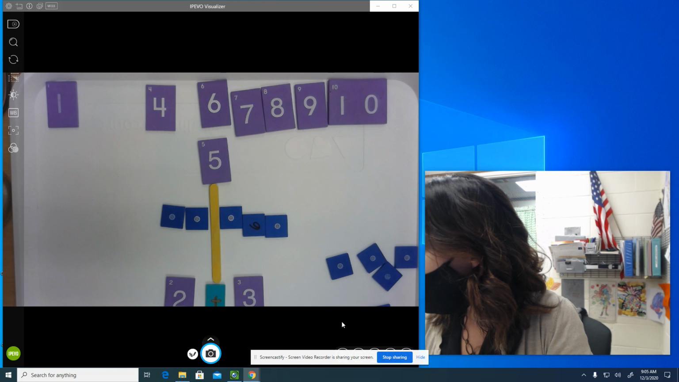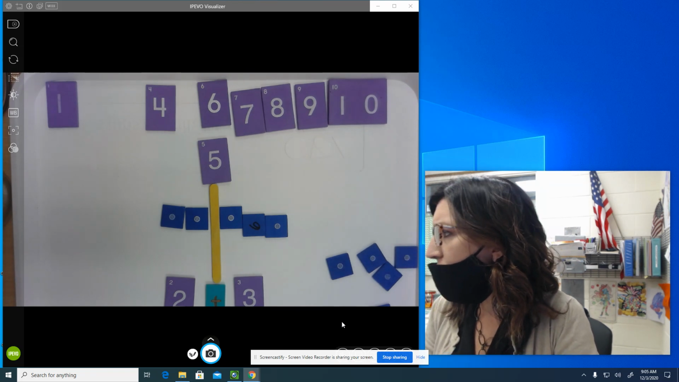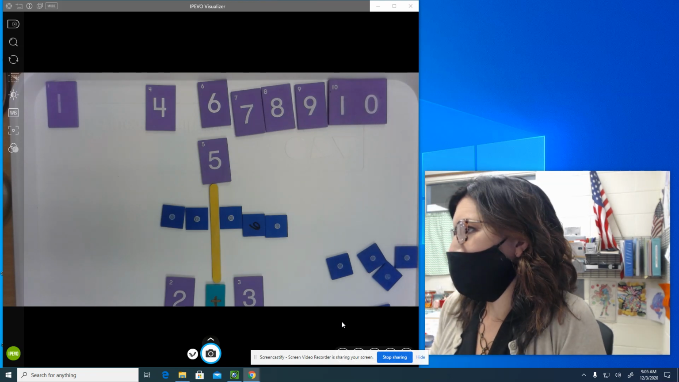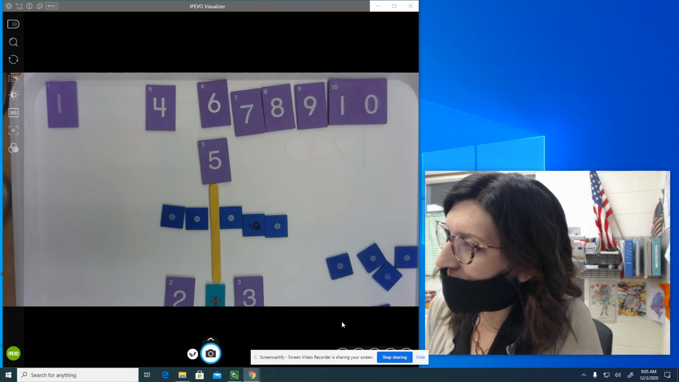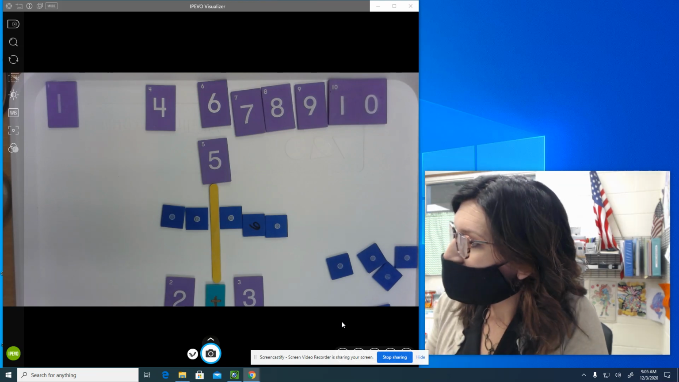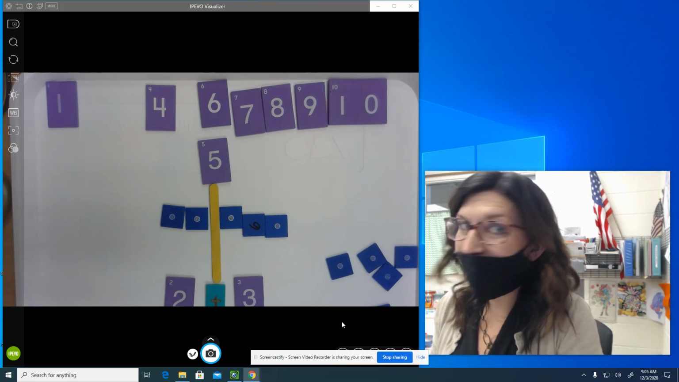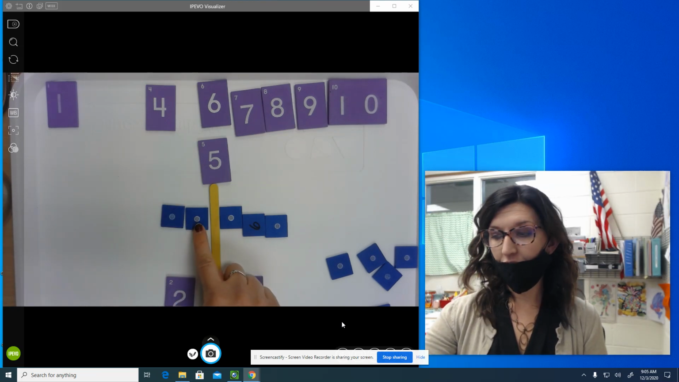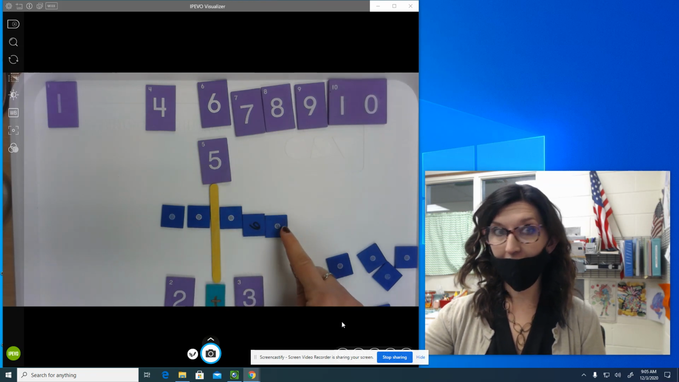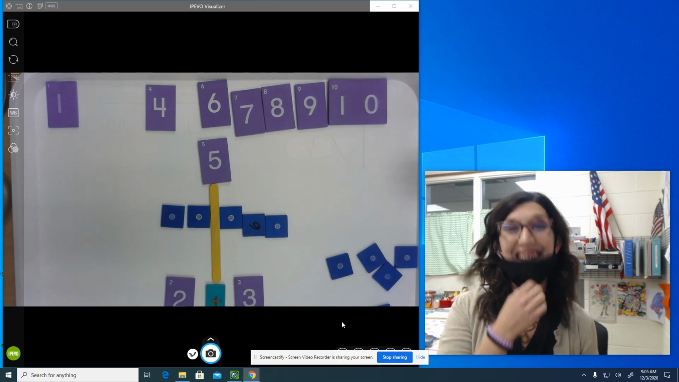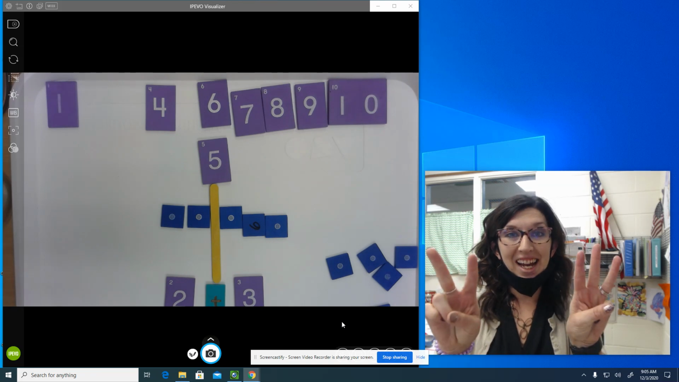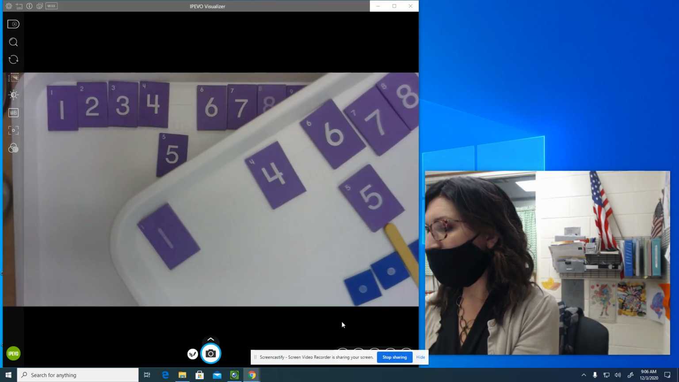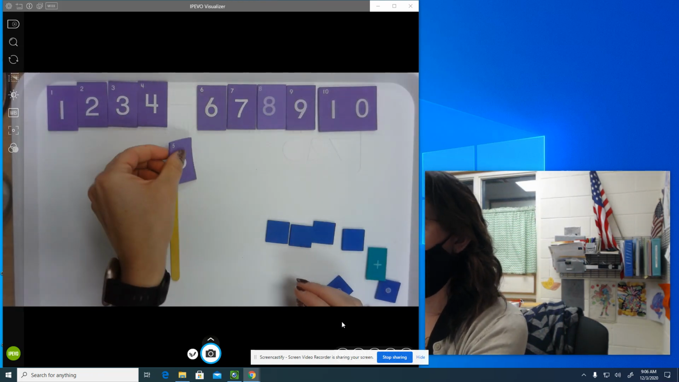What could I do? Pick a friend to help us figure out what we could do if we don't know if that's 5 or not. What could we do? You can just count them. 1, 2, 3, 4, 5. I love the idea. He said you can just touch and count them. So we're going to do that. 1, 2, 3, 4, 5. Do we have 5? Yes, we do. 2 plus 3 equals 5. Awesome job. Thank you, sir. That was lovely.